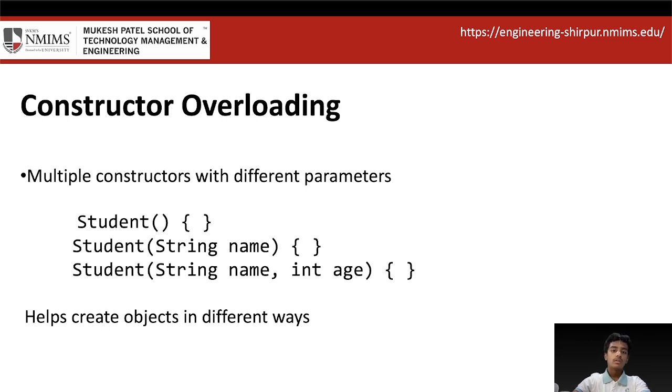Constructor overloading. Constructor overloading means having multiple constructors in the same class with different parameter lists. This allows us to create objects in different ways depending on the situation. For example, we can create an object with no data, partial data, or complete data using different constructors.